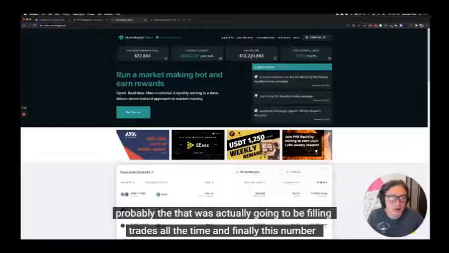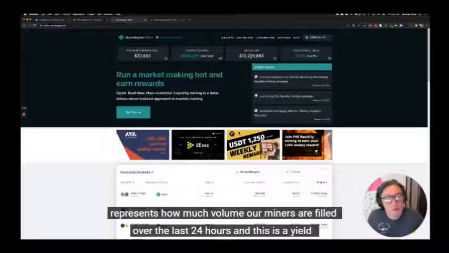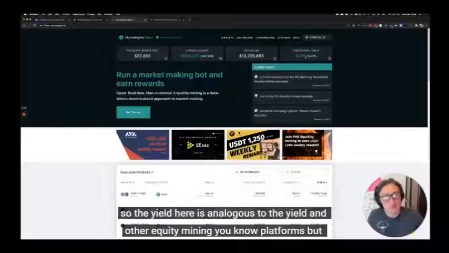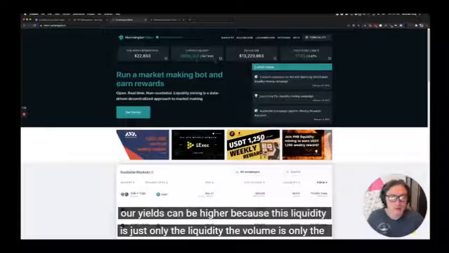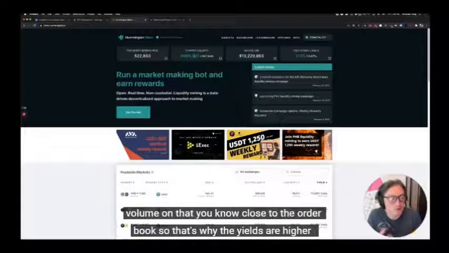And finally, this number represents how much volume our miners have filled over the last 24 hours, and this is a yield. The yield here is analogous to the yield in other liquidity mining platforms, but our yields tend to be higher because this liquidity is only the liquidity, and the volume is only the volume close to the order book. That's why the yields are higher.